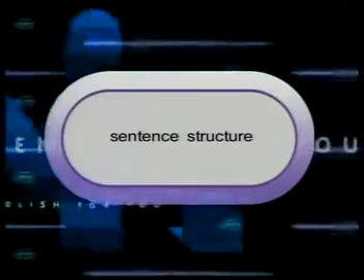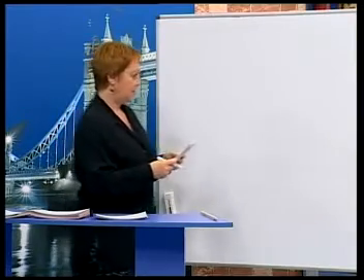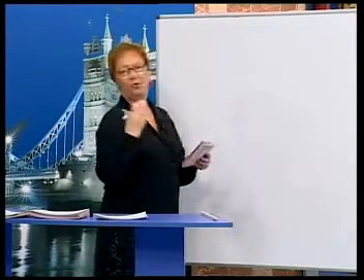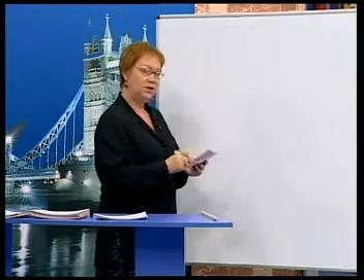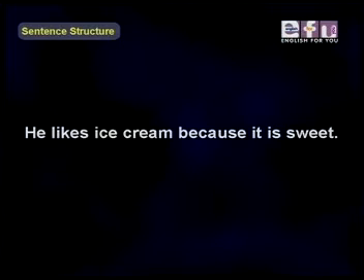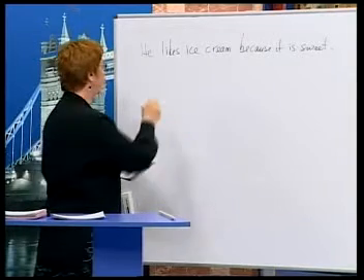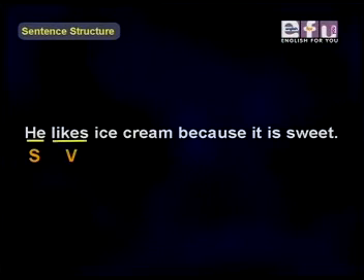Sentence structure. Now, questions often have a special word order. So we're going to look at sentence structure with questions. First, we'll look at regular sentences. And usually, in the simple present or the simple past, the subject comes first and then the verb. So let's look. He likes ice cream because it is sweet. Now here we have the subject, he, and the verb, likes. Okay, this is a statement.